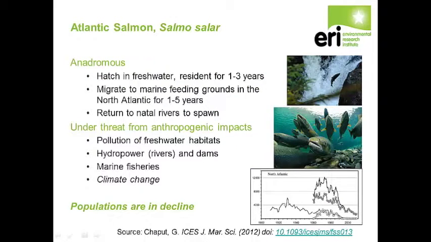The Atlantic salmon is an anadromous species, which means that they hatch in fresh water where they remain for a period of time, after which they migrate out into the sea for the marine phase of their life cycle, where they spend a further period of time feeding and growing before they return to their natal rivers to spawn. And unfortunately, salmon are under threat from a range of anthropogenic impacts, both in their freshwater and in the marine environment. And consequently, populations have been in decline on both sides of the North Atlantic for some time.